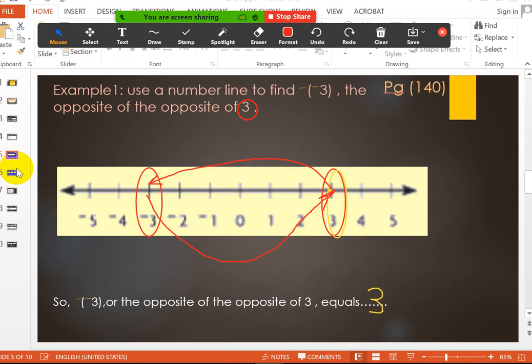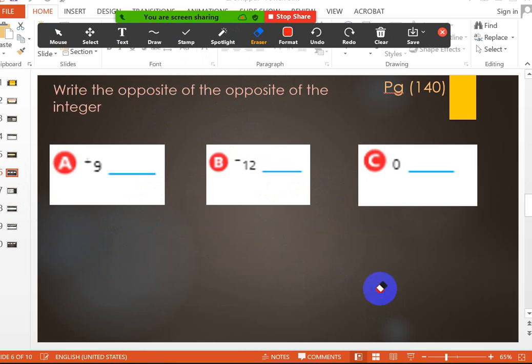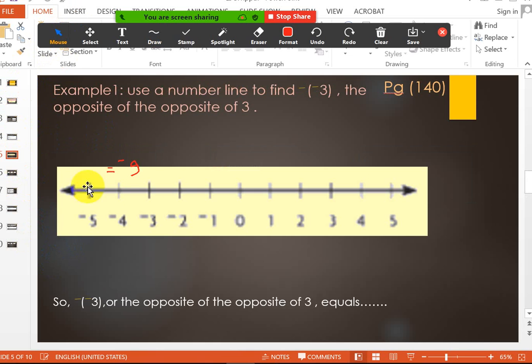Let's do those exercises. Look, what is the opposite of the opposite of those integer numbers? I told you the opposite of the opposite equals the same number. So that means the opposite of the opposite of -9 equals also -9. Thank you, girls. Very easy, I think.